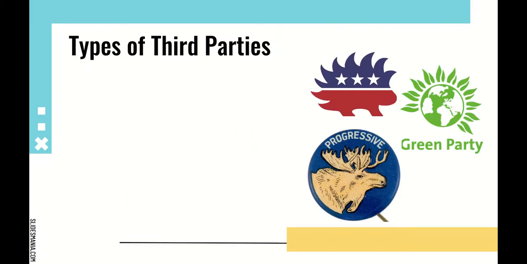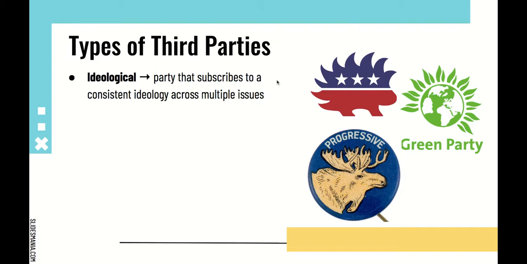Now, there are a couple of types of third parties that we see form, right? So, depending on what the issue is or how the group feels like their policy goals are not being met, they might form a party in one of these three categories. The very first is ideological. An ideological third party is a party that subscribes to a consistent ideology across multiple issues. And usually these ideological parties have the ideology in the name of them. So, for example, you have your Libertarian Party, right? If you look at that Libertarian platform, you're going to find libertarianism pretty consistently throughout that platform. The Socialist Party is also an example of an ideological third party.